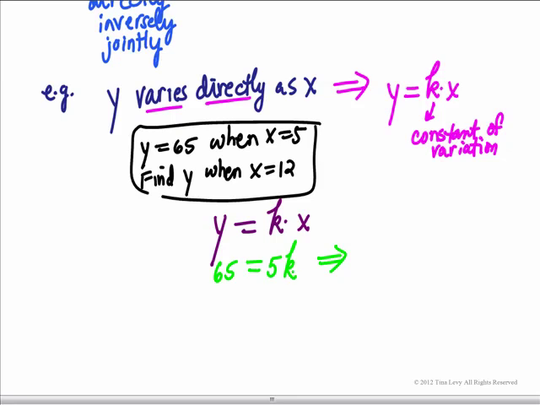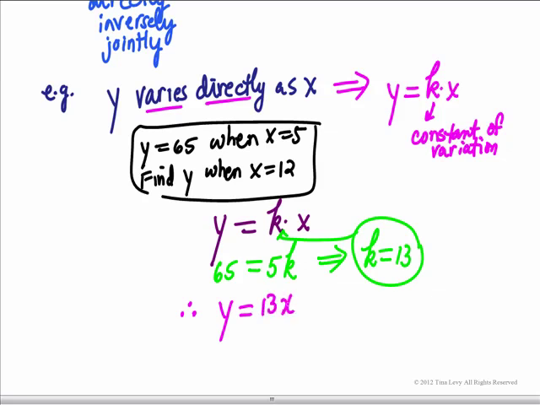To solve for k, I divide both sides by 5, and I get k is 13. So for this particular variation situation, now I know what k is, I'll be able to plug that in to the situation. Therefore, in this particular problem, y equals 13 times x. That's the equation that gives us the information for this specific problem.